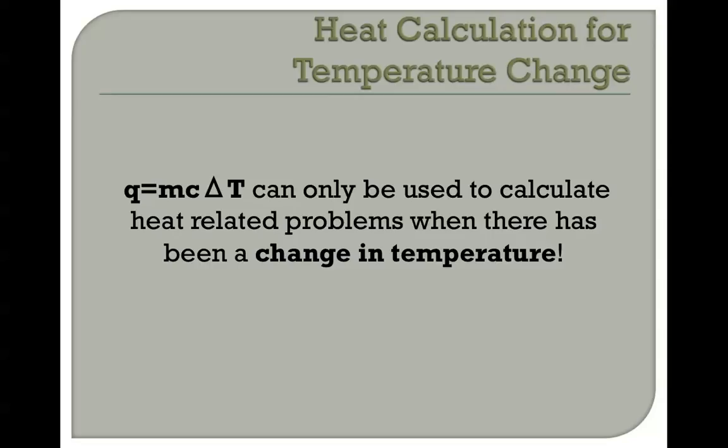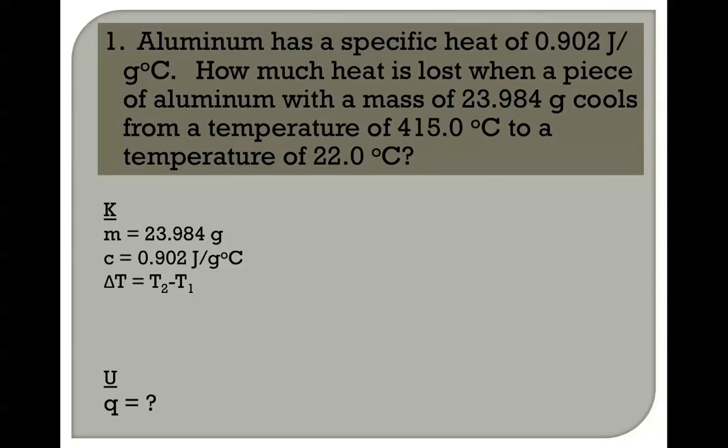So Q equals mc delta T is used to calculate these heat-related problems when there has been a change in temperature. Honors, when we get into phase changes, we're going to do this in the next concept. This will happen later in the year. We're going to see that there can be processes that happen without a temperature change, and we can't use this formula. But when we do have a temperature change, we can use this formula.